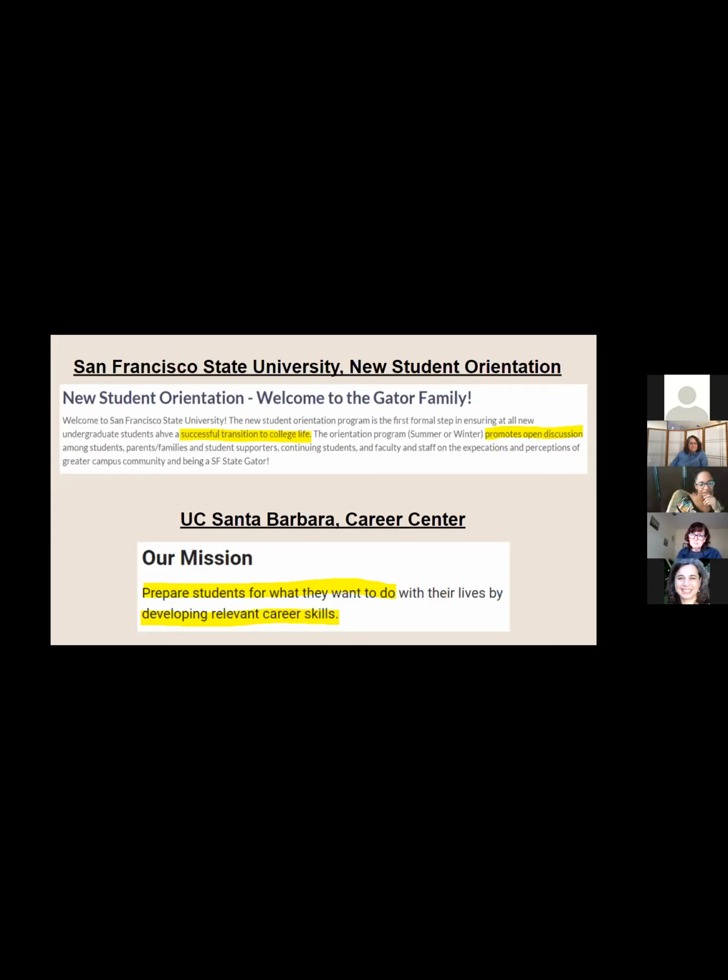And so those are my ideas of indicators. But do you see how broad that is and how specific we have to make it so that we can assess it? And are there any thoughts or other things that we could potentially look at if we're trying to figure out successful transition to college life?